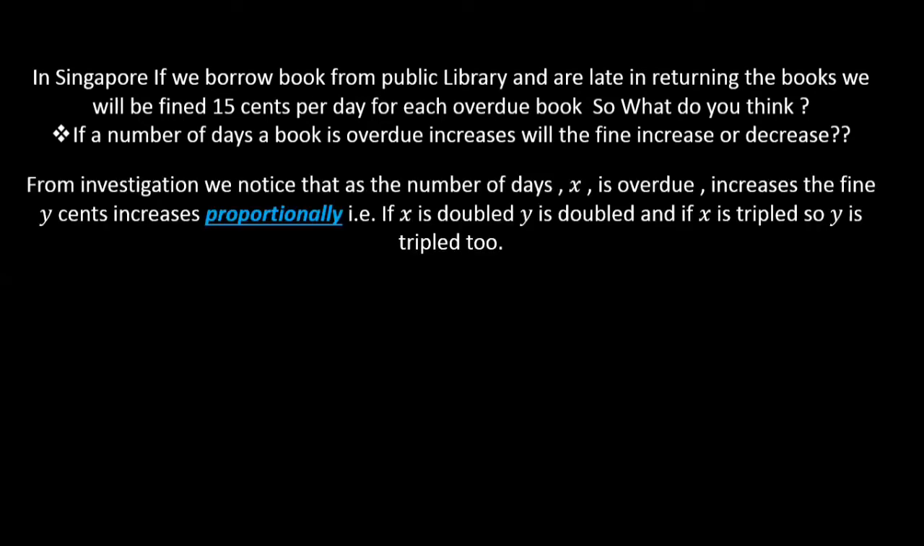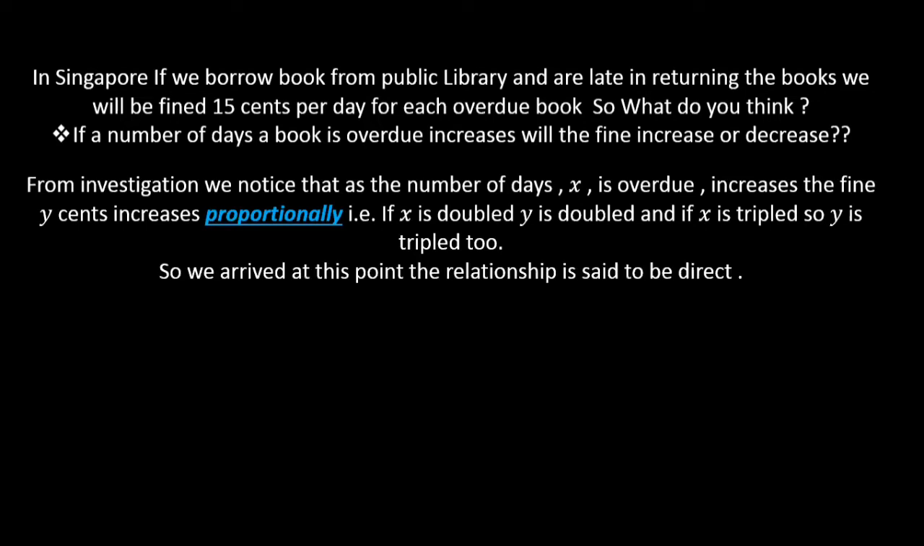From investigation, we noticed that as the number of days x overdue increases, the fine y cents increases proportionally. That is, if x is doubled, y is doubled, and if x is tripled, y is tripled too. So we arrive at this point: the relationship is said to be direct.